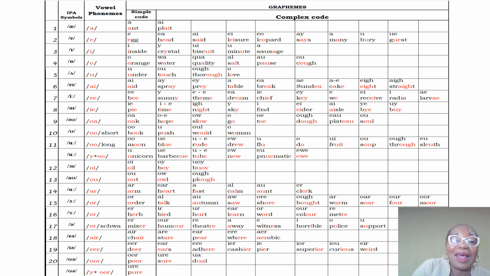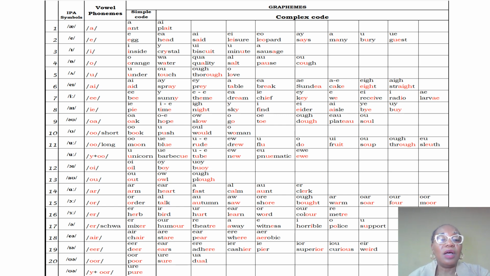So the A, we said in the simple code that is represented by A, which you can see there, the example of the word is "at". But then next to it, we have another way that A can be spelled. In this case, it is AI in the word "plait". So you plait your hair. You don't plait your hair. You plait your hair. And then we run through all the 20 sounds there.